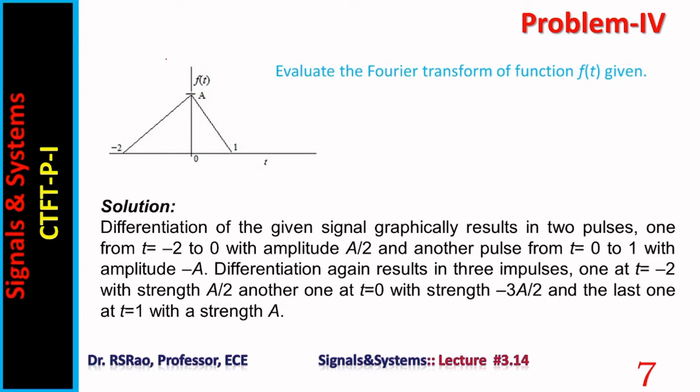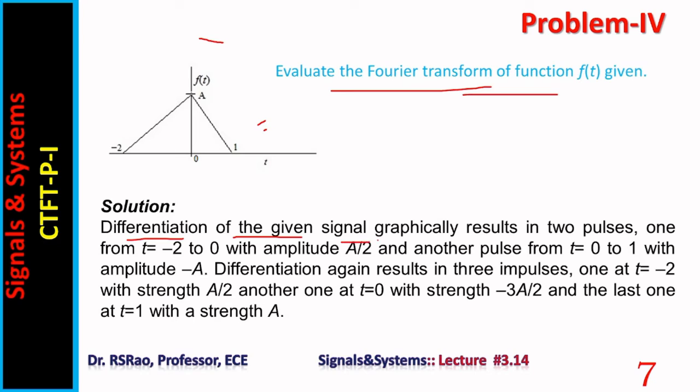Another problem. Evaluate the Fourier transform of function f of t. Here is the signal. It is in time domain, but it is in graphical form. This problem also can be solved in 2 ways. One way is by using defining relations of CTFT, but the simpler way is with the help of the time differentiation property. We do the second way.